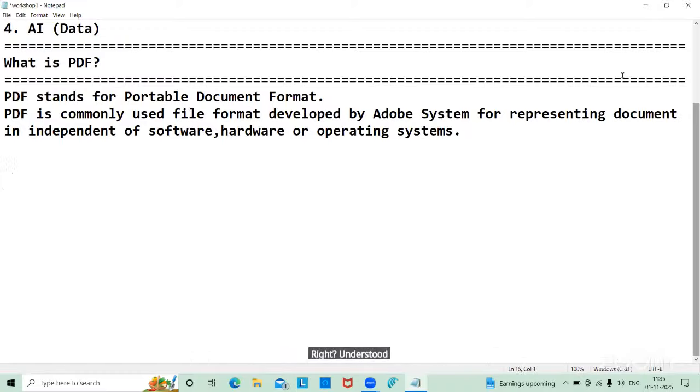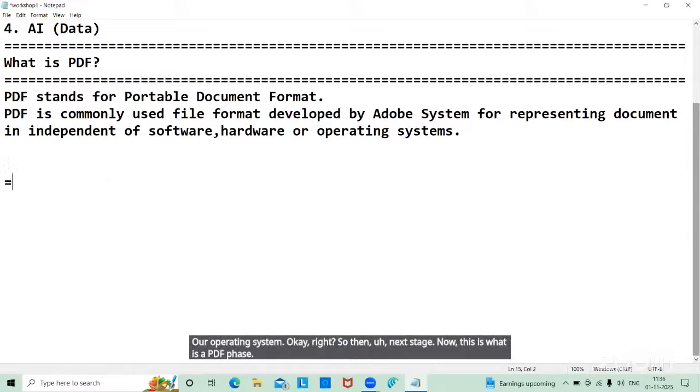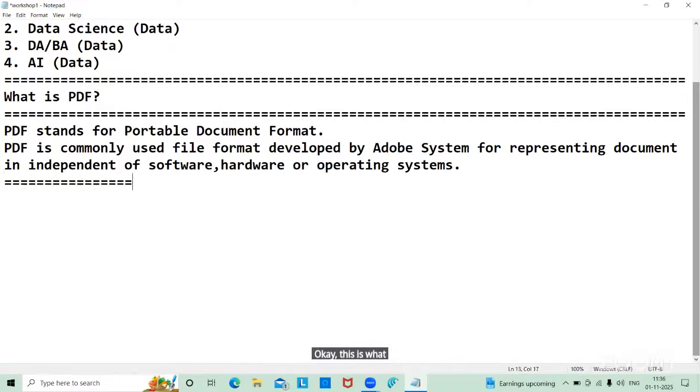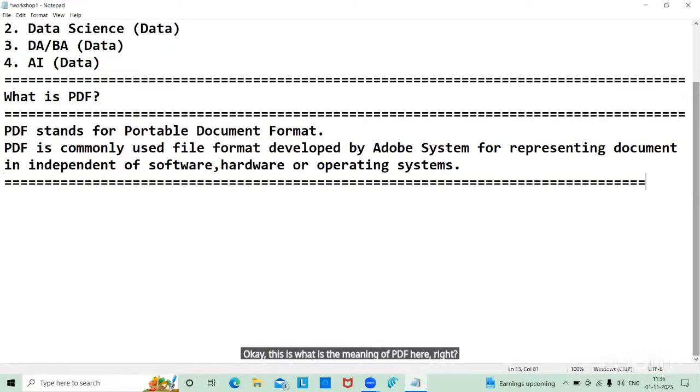Understood? So that is what we mean by PDF. It is a format developed by Adobe Systems for representing documents independent of software, hardware, or operating system. Right? So this is what a PDF is. Then, what does this PDF contain?